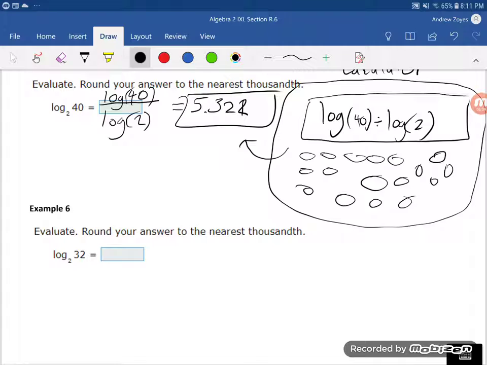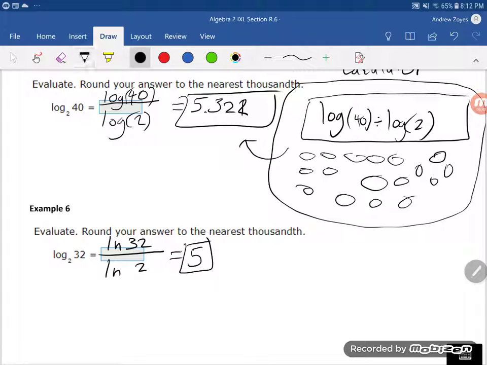So again, we can use our change of base. So there's two ways we can do this. First, the change of base, and I'll change these to ln's this time. Remember, it doesn't quite matter. So ln of 32 divided by ln of 2. And I put that into the calculator, and surprisingly enough, I just get out 5.